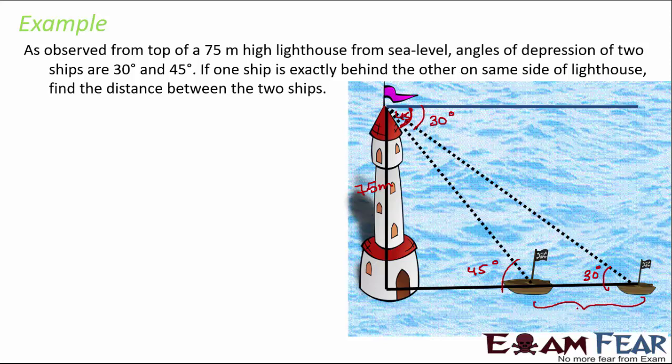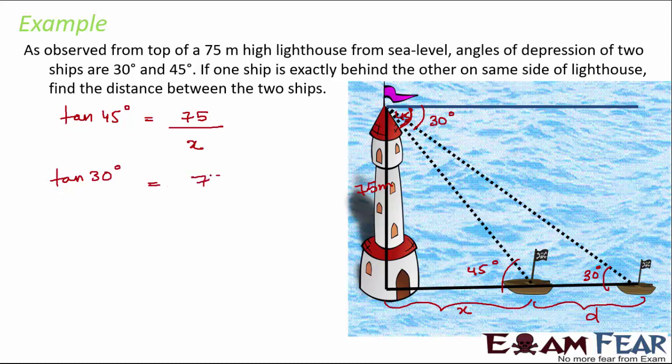Clear? Now let's say this distance is d, which we have to find out. This distance also we do not know, let us call this x. We assume that this is x. So now for tan 45 degrees, this will be equal to perpendicular by base. Base will be x. Similarly, tan 30 degrees would be equal to perpendicular, that is 75, divided by base, which will be x plus d. So what is tan 45? Tan 45 is equal to 1. So 1 is equal to 75 by x, or we can say x is equal to 75 meters.